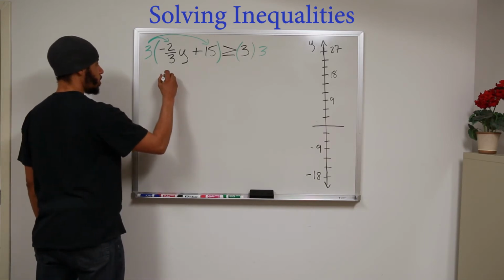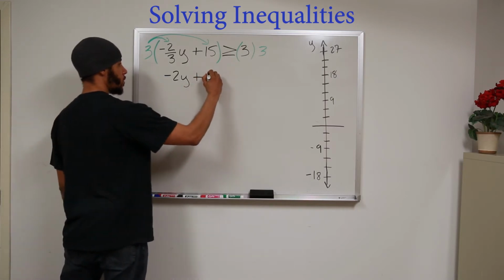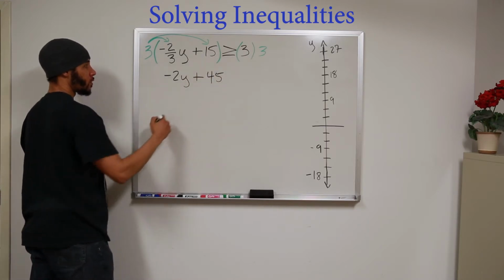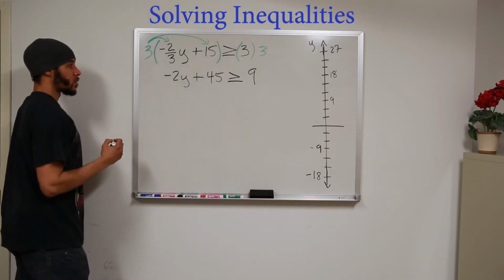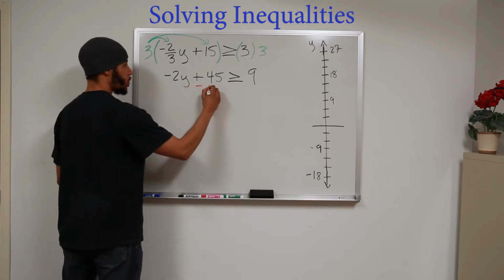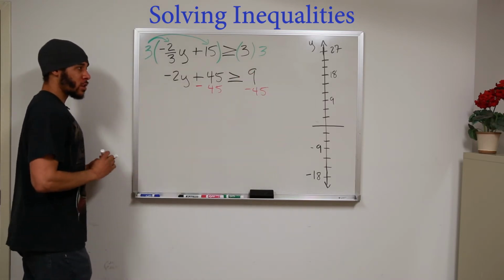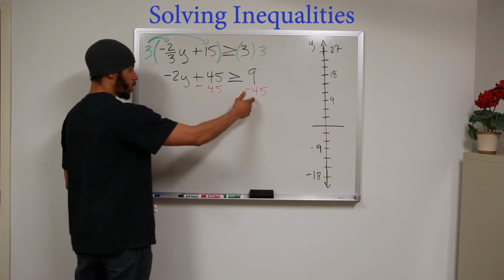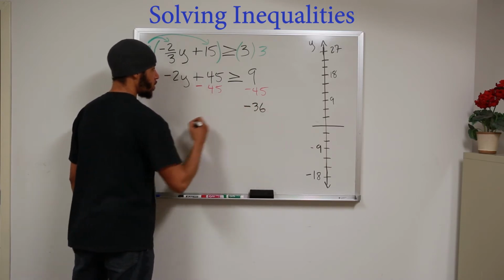So we have negative 2y plus, what's 3 times 15? Well, that's 45. 3 times 10 plus 3 times 5, 30 plus 15 is 45. And it is still greater than or equal to, now it's 9 here. So we will now subtract 45 from both sides. We're definitely going to have a negative value here. Negative 45 has a much greater absolute value than positive 9. So the question is, what's 45 minus 9? Well, that's 36. In this case, it needs to be negative 36.